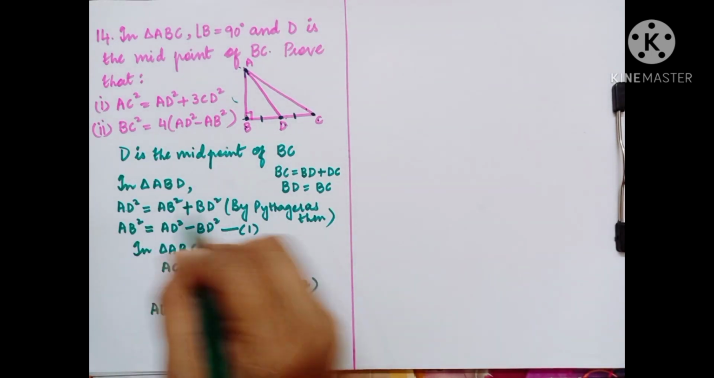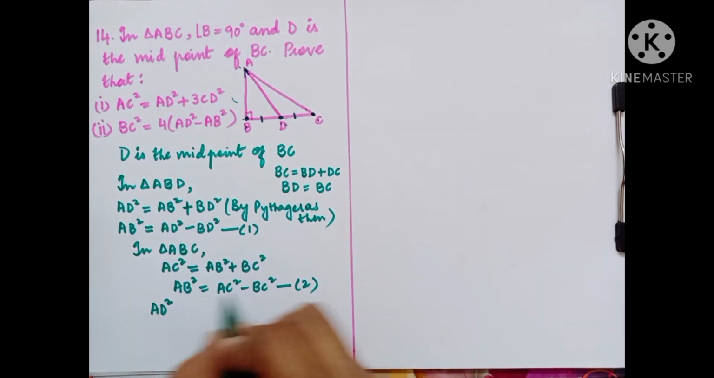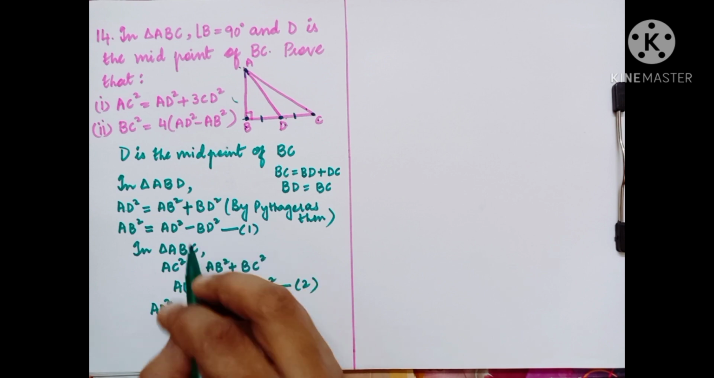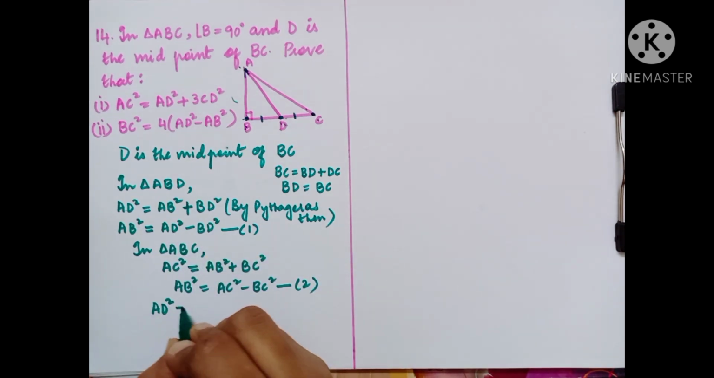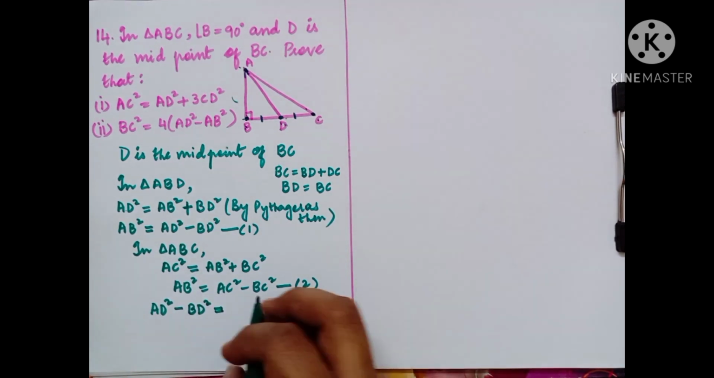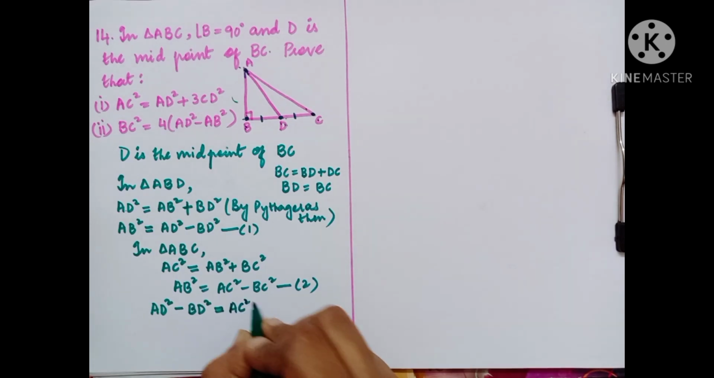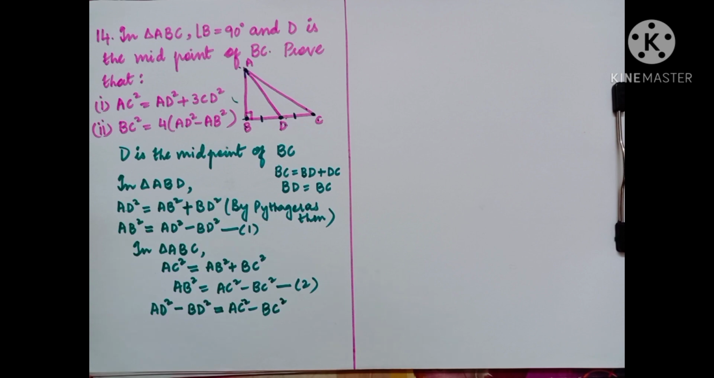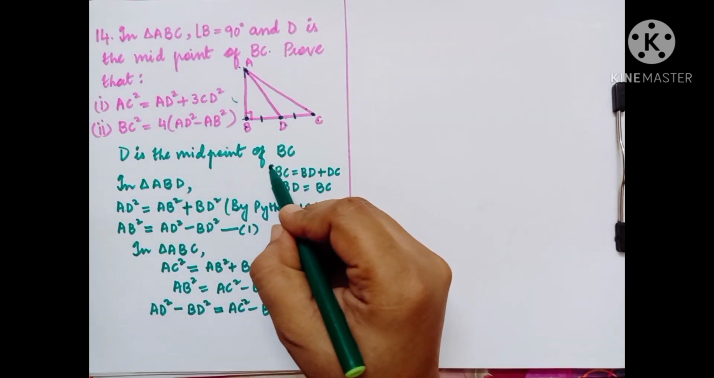So here, the first equation, AB square equal to this one, and AB square equal to this one. Both the values we are having are different, so let us equate in that case. BD square minus AD square minus BD square equal to AC square minus BC square. Now, after equating, you can apply these conditions.